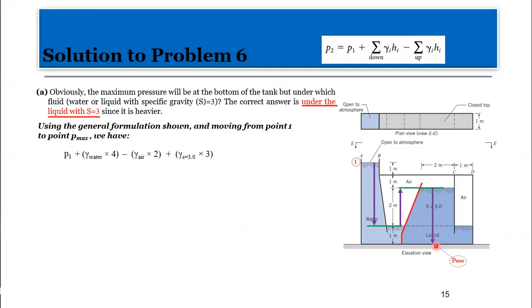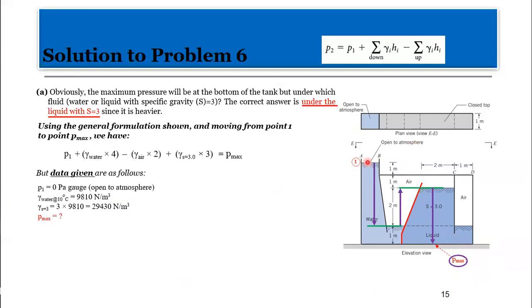And once we are at the point here, we equate to the pressure there. That's P max. So with this, what we need to know is that this gives the value for the maximum pressure at the bottom. Okay, so now the data given. Remember, the surface 1 is exposed to the atmosphere, right? So P1 is 0 Pascal in terms of gauge, since it's open to atmosphere. Gamma of water is 9810.